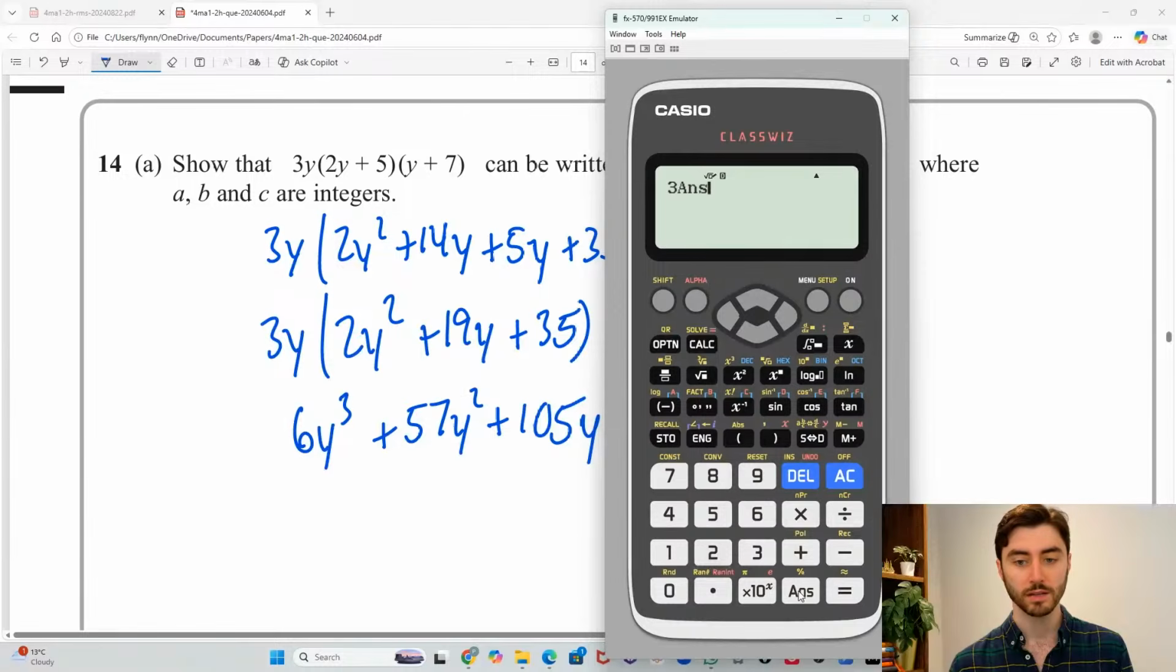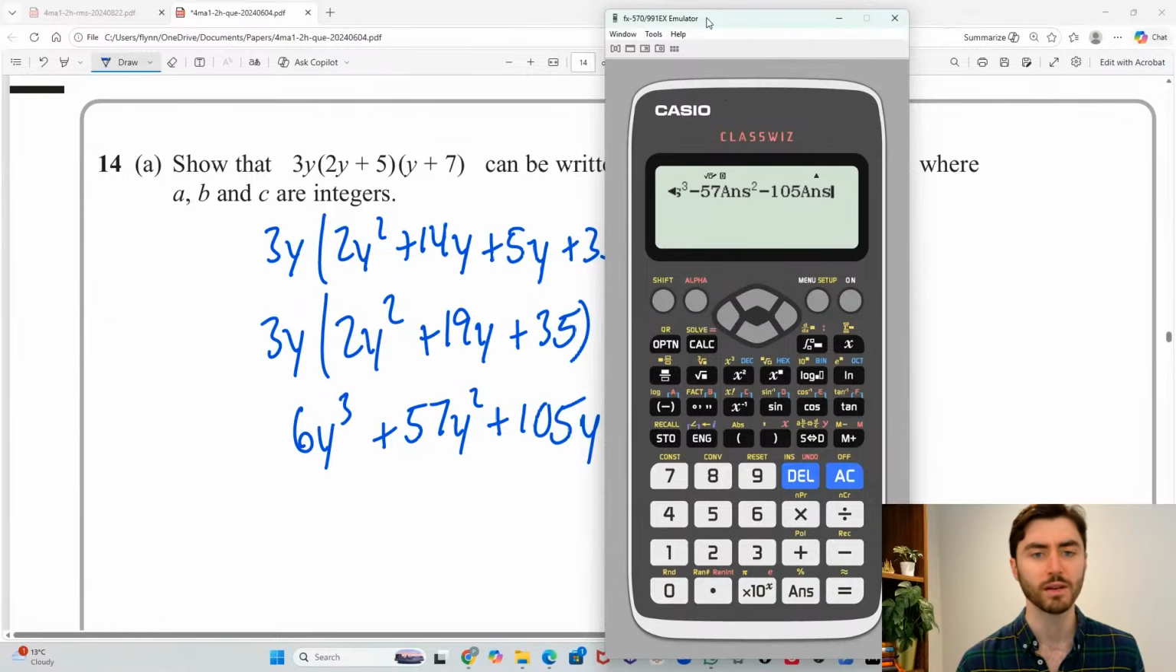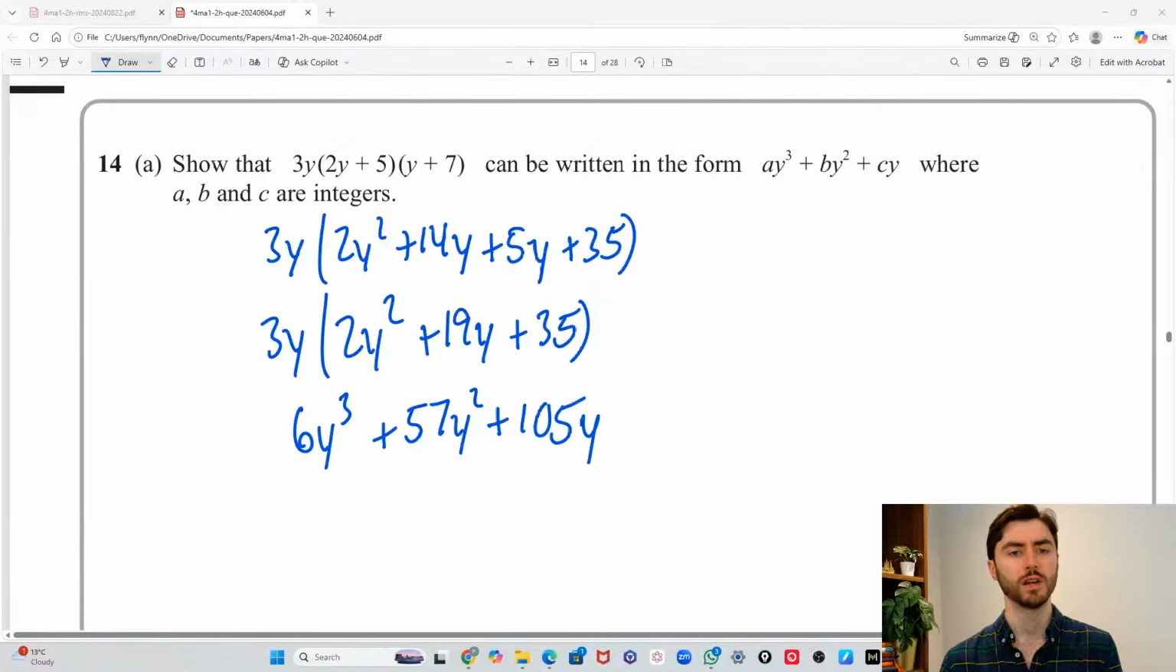So this time, 3 answer into 2 answer plus 5 into answer plus 7. And this time I'm going to knock off the proper stuff. 6 answer cubed minus 57 answer squared minus 105 answer. Oh, I didn't get a clean 0. Why not? I actually thought that was going to work that time. So I'd done something else wrong. So what did I do wrong?